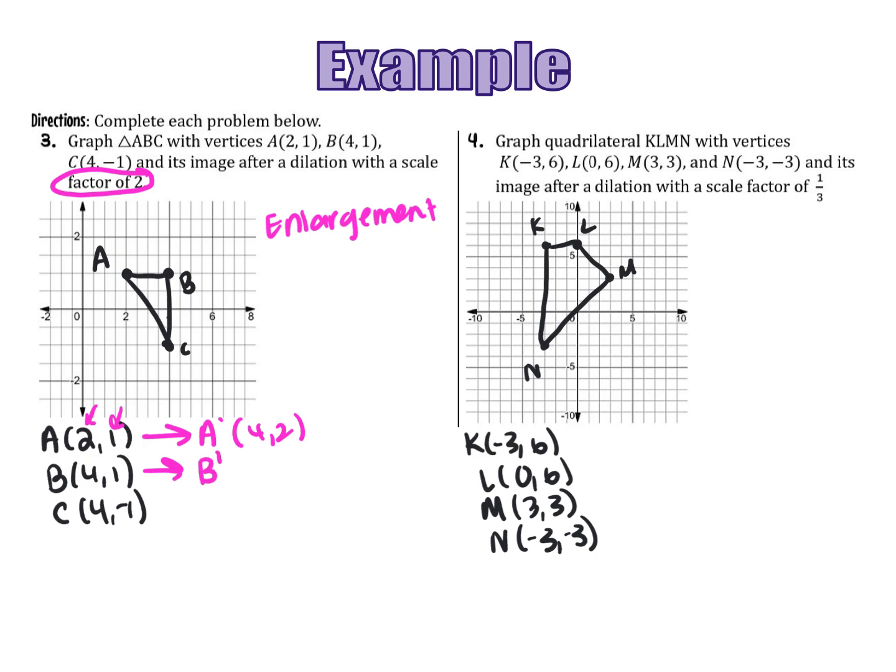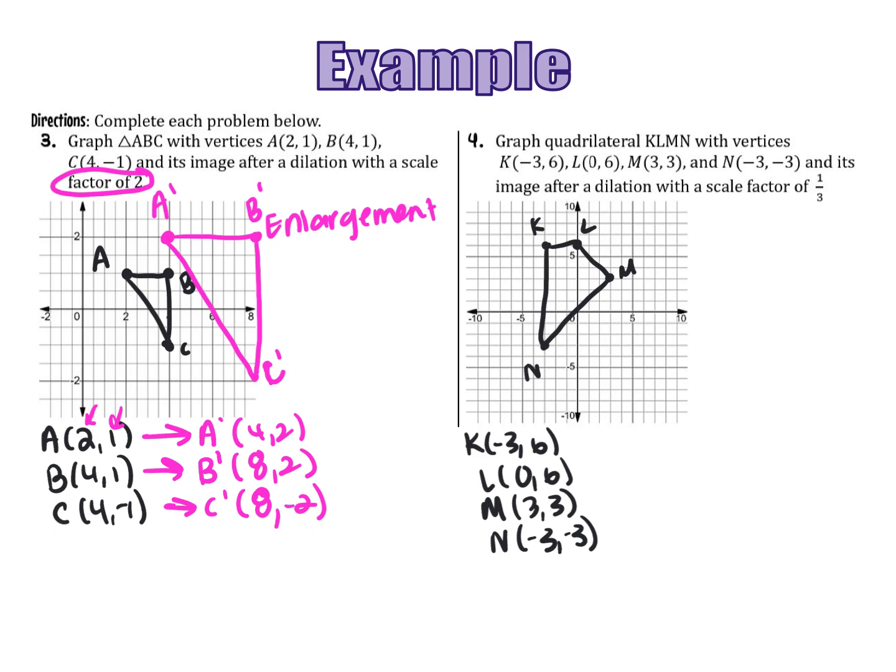If I take both of my B values, the x coordinate and the y coordinate, and I multiply them by 2, I'm going to get 8, 2. If I take each of my C coordinates and I multiply them by 2, I'm going to get 8, negative 2. And then I can go ahead and plot those 3 points to find my new enlarged shape. And there I have my enlargement.